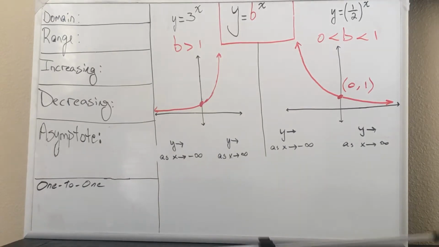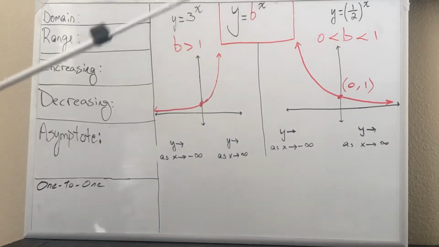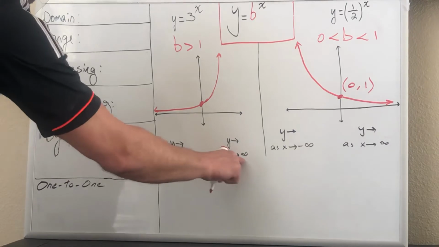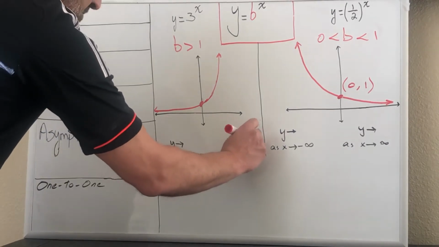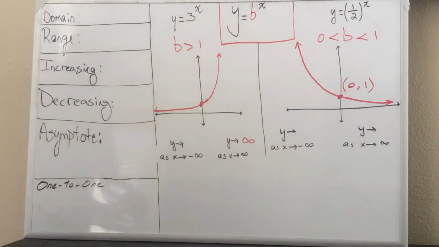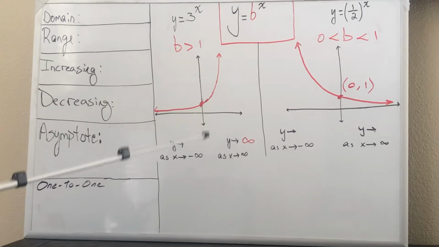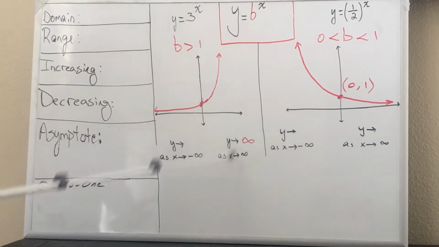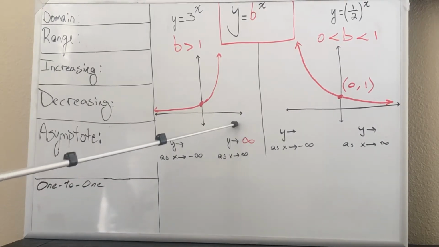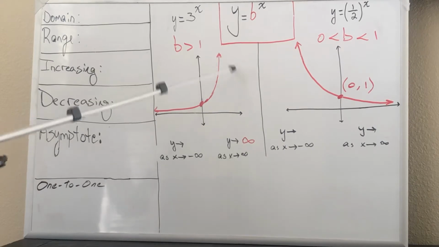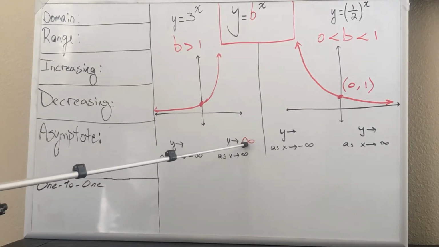Mathematically, we say as x approaches infinity, y approaches infinity. That's called the right-end behavior. We're on the right side and we're talking about the end behavior. What happens at the end of the line here? All right. So the right-end behavior of an exponential function is infinite. In fact, it's positive infinity.